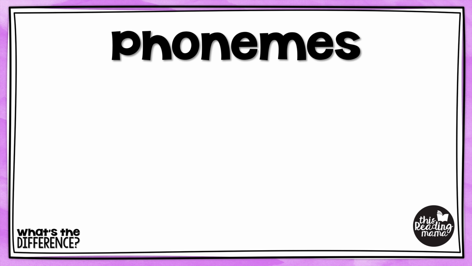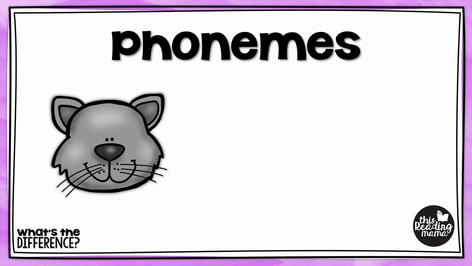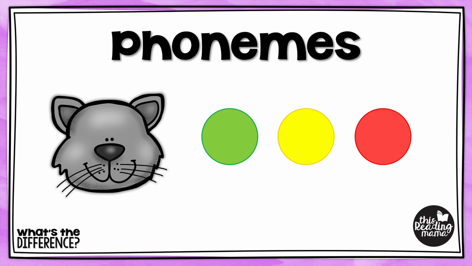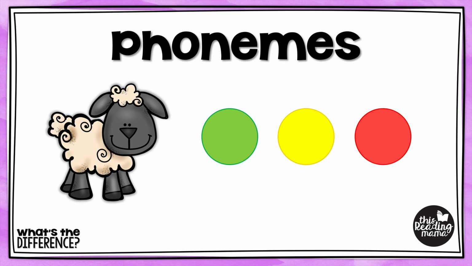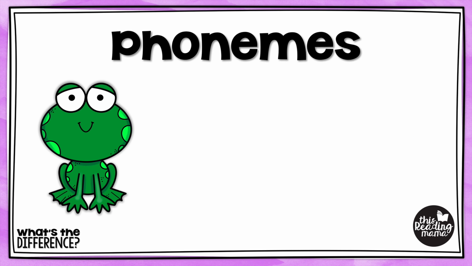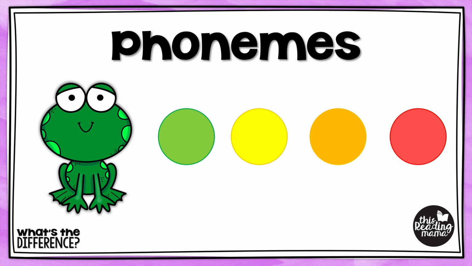For example, cat has 3 phonemes or 3 sounds. K, a, t. And sheep, although it has more letters, still has 3 phonemes. Sh, e, p. Now, can you tell how many phonemes are in frog? All right, if you guessed 4, you're correct. F, r, og. 4 phonemes or 4 sounds.